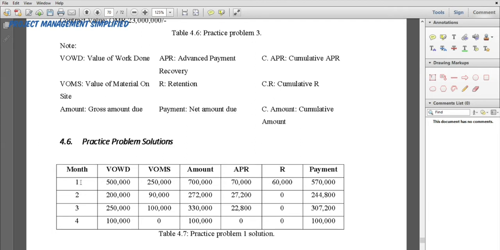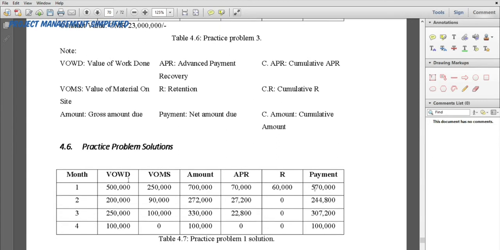The first month, you have 500,000 riyals. This is the value of work done in the first month. And you have the value of materials, so you can claim 80% of this. Let's do the math here. It will be 200,000. So 200,000 plus 500,000 will be the total amount for the contractor.